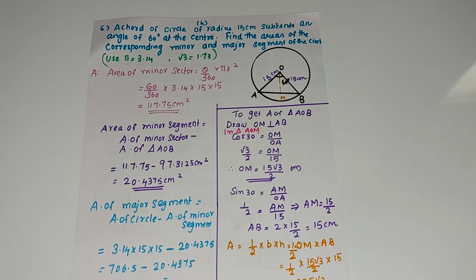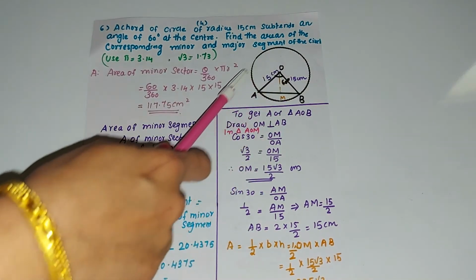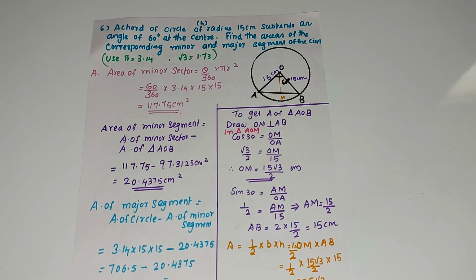Sixth one: a chord of circle of radius 15 centimeter subtends an angle of 60 degree at the center. Find the areas of the corresponding minor and major segment of the circle. So here, a chord of circle of radius 15 centimeter subtends an angle of 60 degree at the center. Find the areas of the corresponding minor and major segment of the circle. So to get area of the minor segment, first you have to find out the area of the minor sector and the area of the triangle and you subtract it.